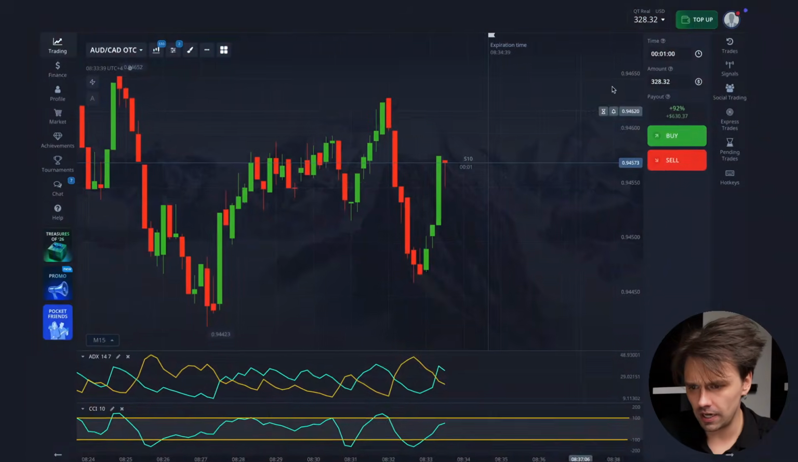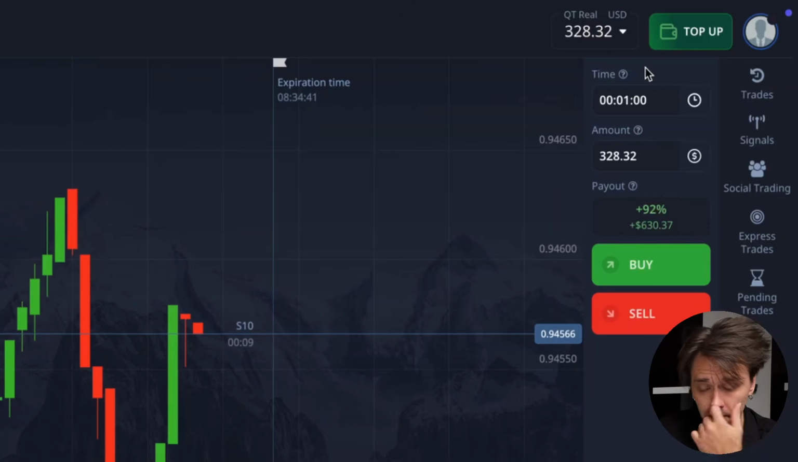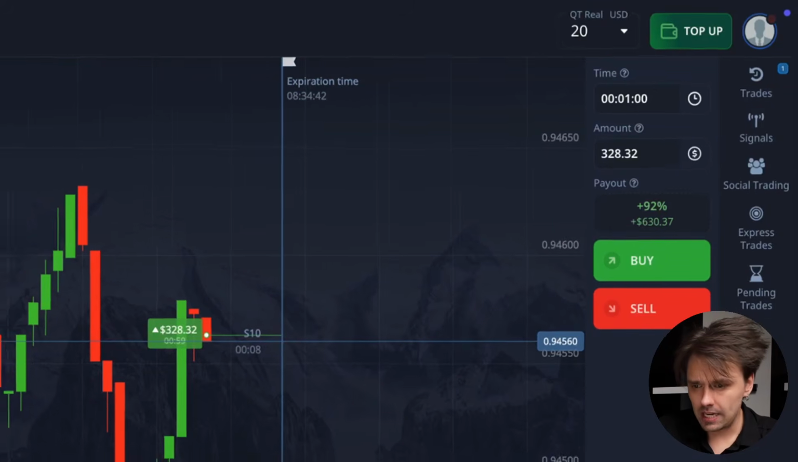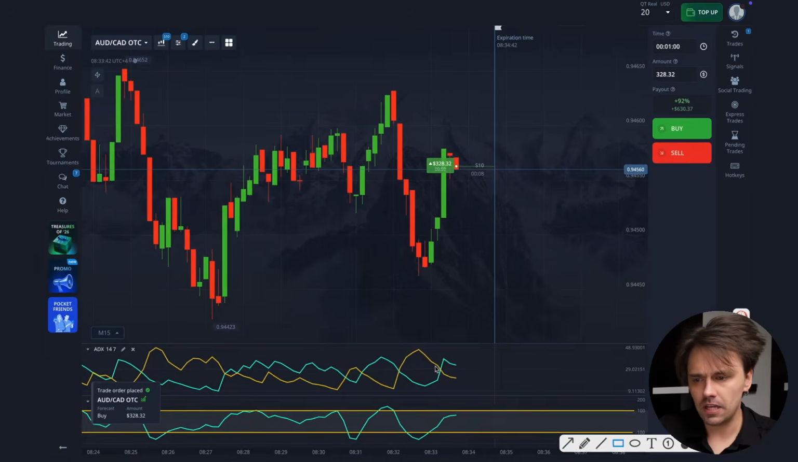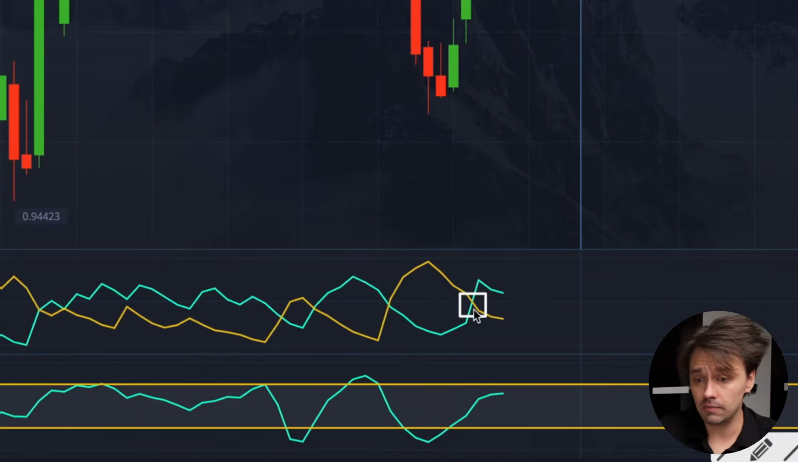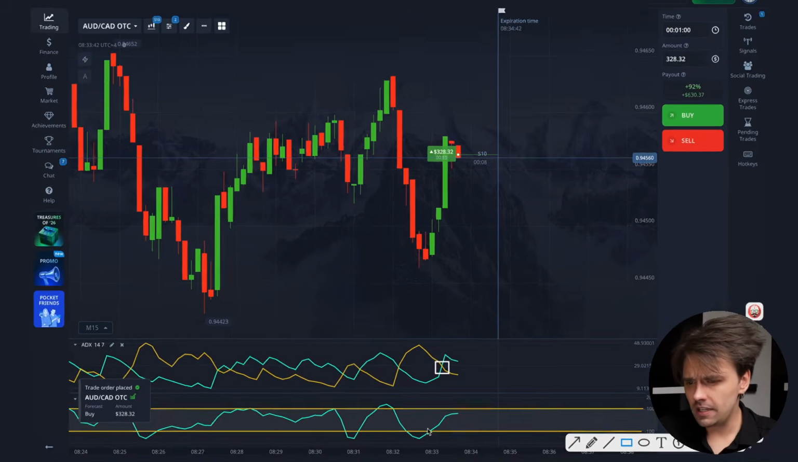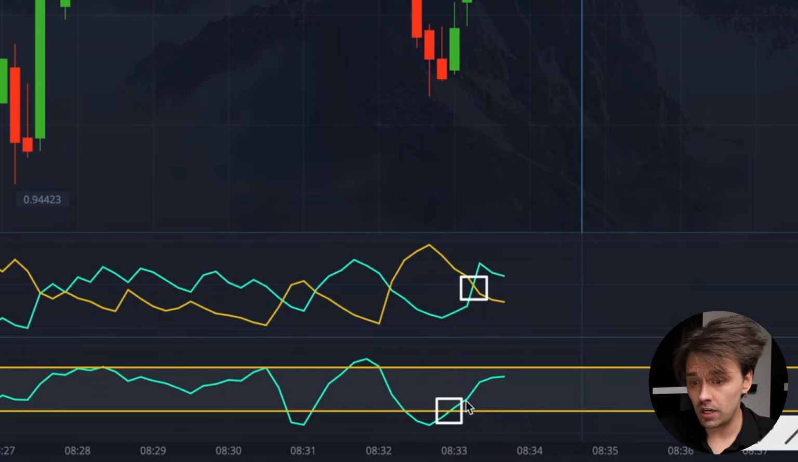Here's another interesting trade. I'll open it to the upside for $328. So look, ADX shows a shift in strength. The yellow seller's line was higher, but the light blue one crosses it from bottom to top. This is the moment when buyers take control. CCI says the same thing. It was in oversold but sharply reverses upward. This is a sign that sellers have run out of steam and the market is ready for growth.